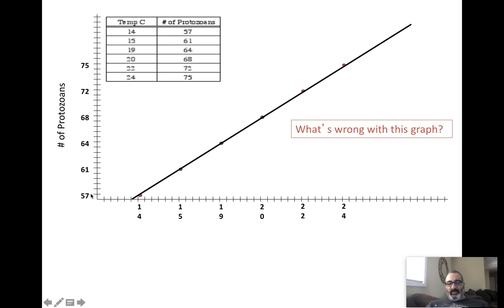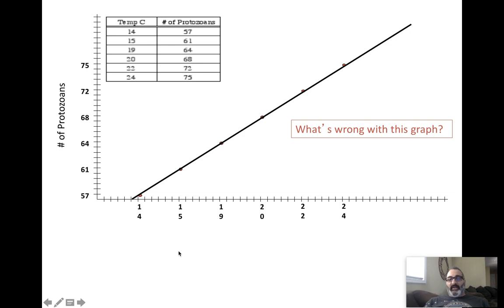Well, first off, let me explain to you why the scaling is wrong. 57 to 61, that's 4. Then from 61 to 64, that's 3. 64 to 68, that's 4. There's 4, 3. The scaling is not equal. So this interval or the scaling is not good. This doesn't work. Over here, by 1, by 4, by 1, by 2, by 2. Not equal intervals or not equal scaling.